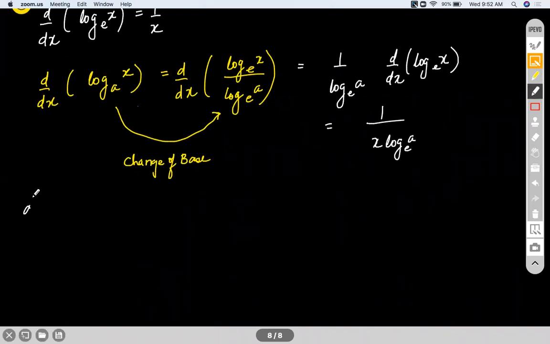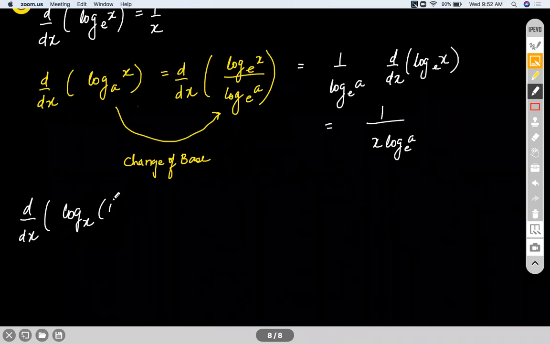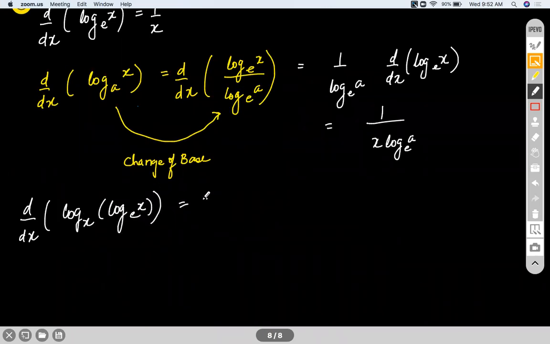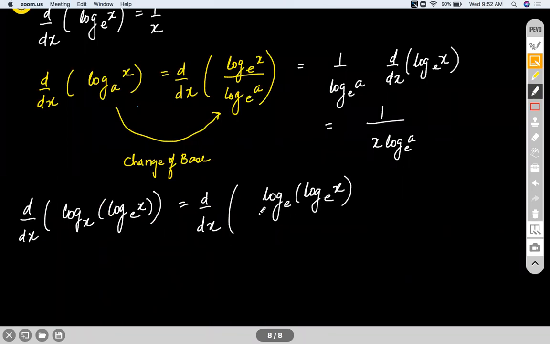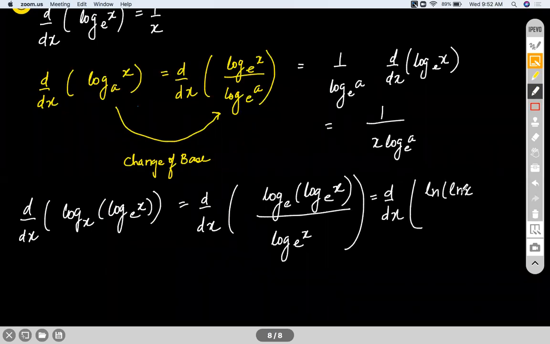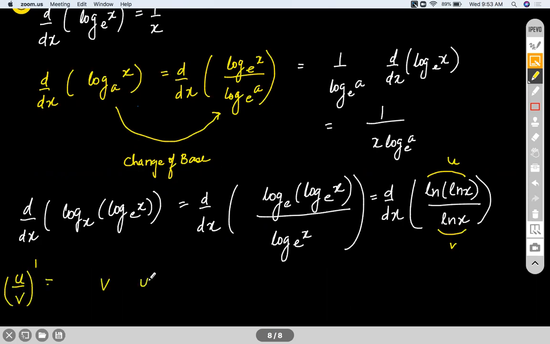So first of all, when you're finding the derivative of log x, first we'll change the base of it. We'll write it as log x to the base e by log x to the base. Better to write this in terms of ln because too much of writing work is involved. So ln of ln x by ln x. Think as if your problem was this. Now if you want to differentiate it, first the overall structure is there is a quotient rule involved. One function, let's say u, is divided by another function, let's say v. So we all know the formula of quotient rule. u by v dash is v u dash minus u v dash by v square.